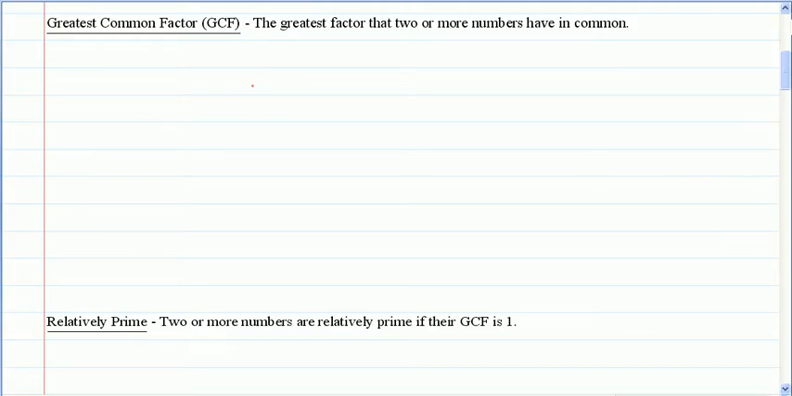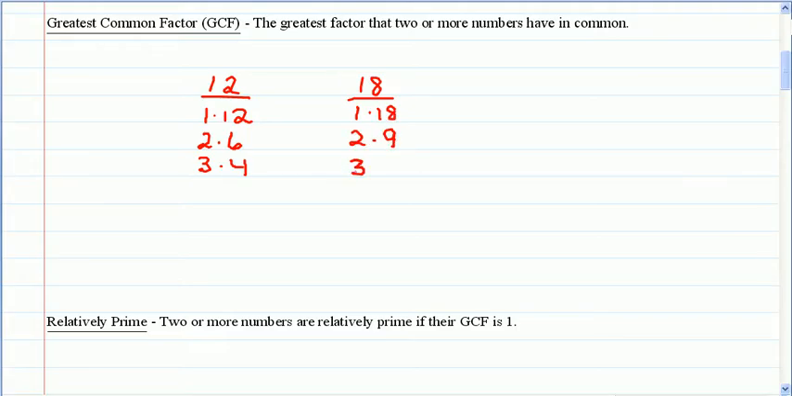The greatest common factor is the greatest factor that two or more numbers have in common. So if I take the numbers 12 and 18, when you're finding the greatest common factor, I'm just going to list the factors just as I did earlier. 12 has factors of 1 and 12, 2 and 6, and 3 and 4. And 18 has factors of 1 and 18, 2 and 9, and 3 and 6. So if I look at these two lists of numbers, I notice that 6 is the largest number that both lists have in common. So you would say that the greatest common factor is equal to 6.